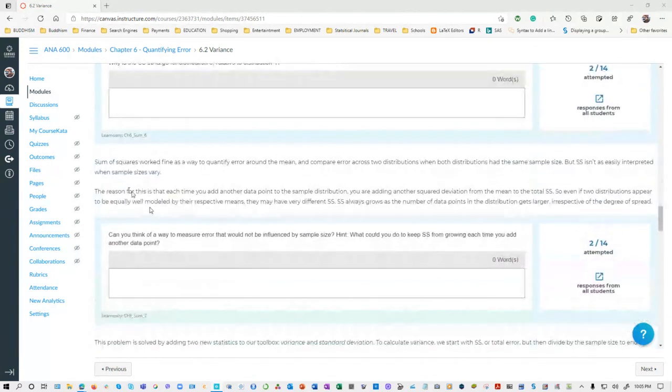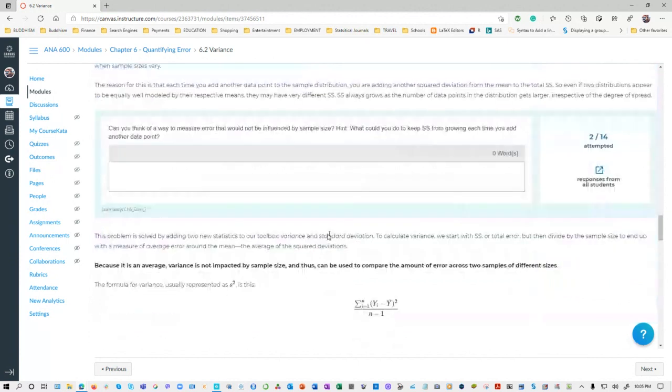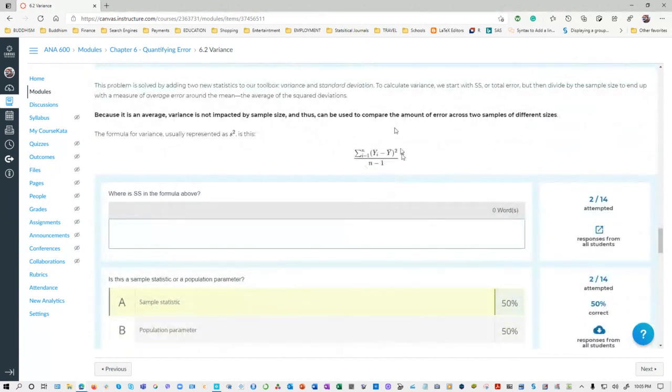That's why we say the sum of squares works fine as a way to quantify error around the mean and compare error across two distributions when both distributions have the same sample sizes. If they have the same sample sizes, that's okay. But when you have different sample sizes, you have to use a different kind of quantity called the variance.